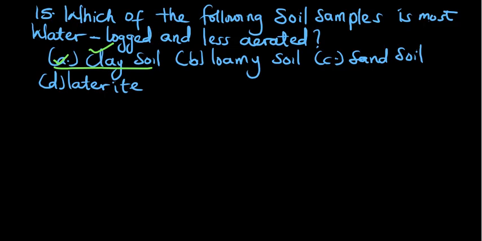The reason why clay soils are waterlogged is that they have very tiny particles, so they have little space for air to pass through them. That's why they are also less aerated. Less aerated means they don't allow much air to pass through them. They have little or no space between them, so the space is too small for air to pass through. So let's move to the next question.